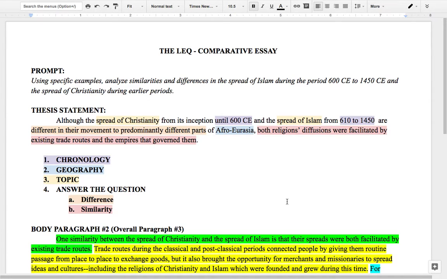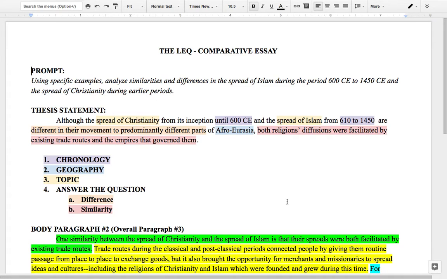It must have chronology. You have to mention the years. Now, I've done it here in one big clunky sentence, but you could do this in multiple sentences. The key is your thesis statement has to be continuous. You can't break it up into two parts. So here I have chronology. The dates are listed. You see them in purple. The geography, Afro-Eurasia. The topic, dealing with the spread of Christianity and the spread of Islam.